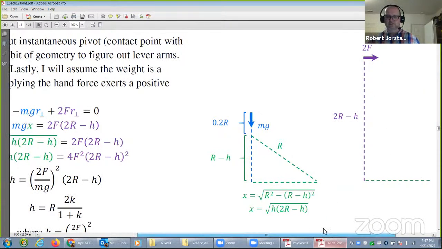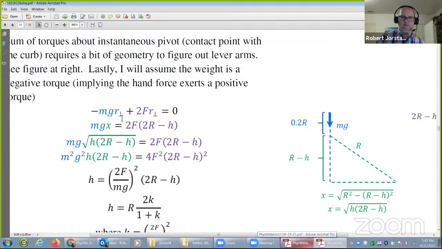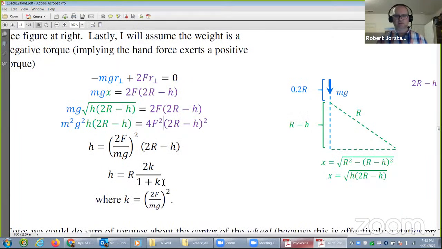So that's what I was trying to show you there. All right. And once you get that, the rest of the problem is easy. mg times R perpendicular for this one. Well, that's x. Well, that's this nonsense here. This one is 2F times its R perpendicular, which was 2r minus h. And then it's just working your way down and solving for it. And we get this weird result. And notice the result depends on the force to weight ratio. That's cool, whatever, in this weird way.